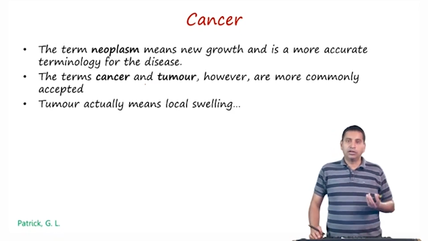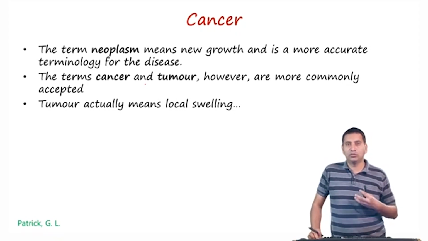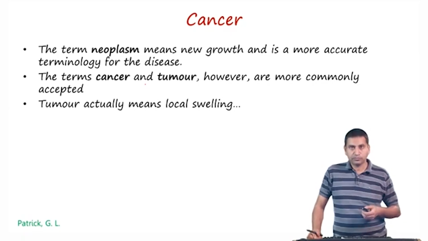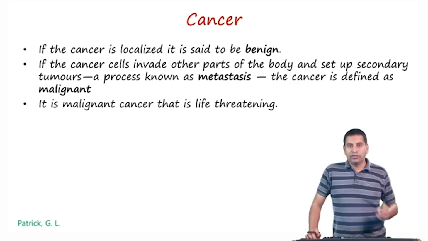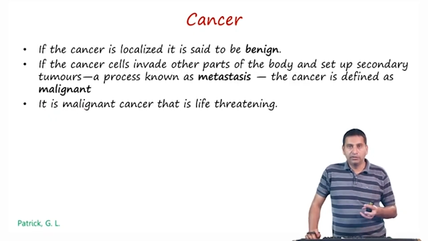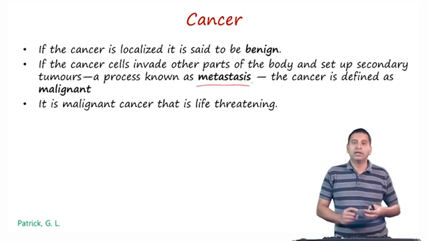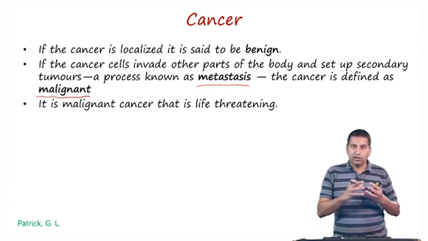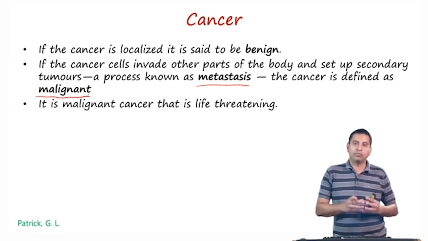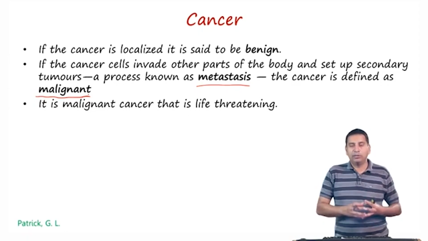So, the term neoplasm is actually used to indicate new growth, and is a more accurate terminology for the disease. The more common names that are used are cancer and tumor, and tumor in reality just means a local swelling. If the cancer is localized, it is said to be benign, and if it invades other parts of the body and sets up what are known as secondary cancers or secondary tumors, this process is called metastasis. Such cancers are defined as malignant. The benign tumors are not a major problem. The malignant ones are the ones that become life threatening.